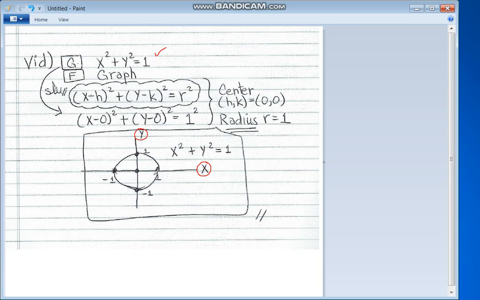And then I carefully connected all these points that are a distance r equals 1 from the center to actually form the circle. So don't forget, the part that is around the center, those points on that circular line, they are the points that make up the circle.